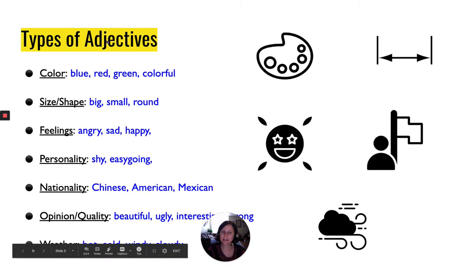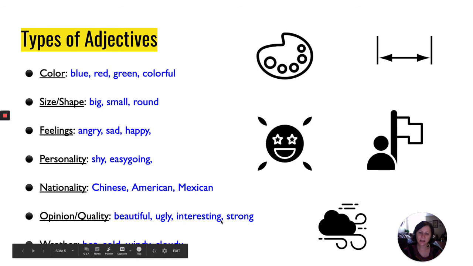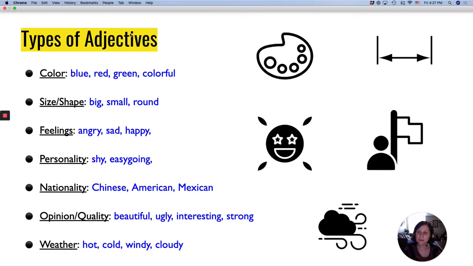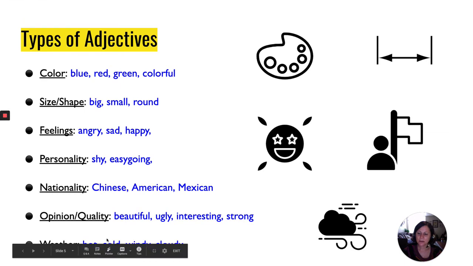There are different types of adjectives. We can use them to describe colors like blue, red, green, or colorful, which means lots of colors. For size and shape, like big, small, round. For feelings, angry, sad, happy. Personality, shy, easygoing. You might want to describe what a person is like. A nationality, like Chinese, American, Mexican. You might be describing a culture, or giving your opinion, like beautiful, ugly, interesting, strong. We also use adjectives to describe the weather, like hot, cold, windy, cloudy.